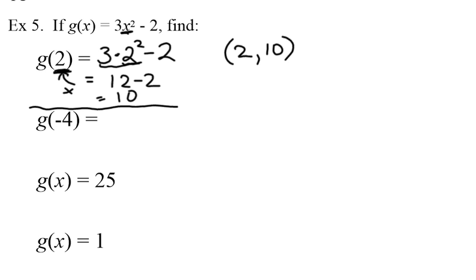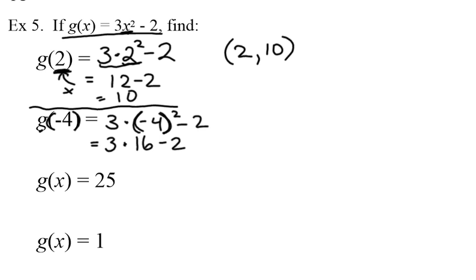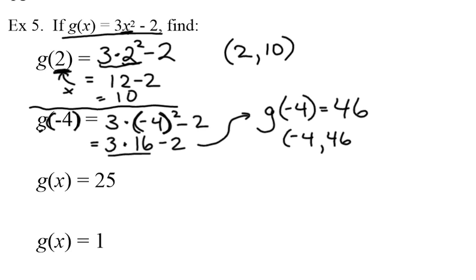If I use negative 4, g of negative 4, same function. That's going to be 3 times negative 4 all squared, subtract 2. What does that give us? 3 times negative 4 squared is 16, minus 2. 3 times 16 is 48. 48 minus 2 is 46. So we get g at negative 4 equals 46. So we know that when x is negative 4, our y is 46.